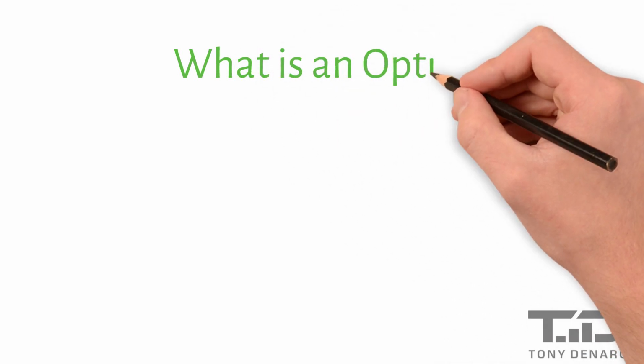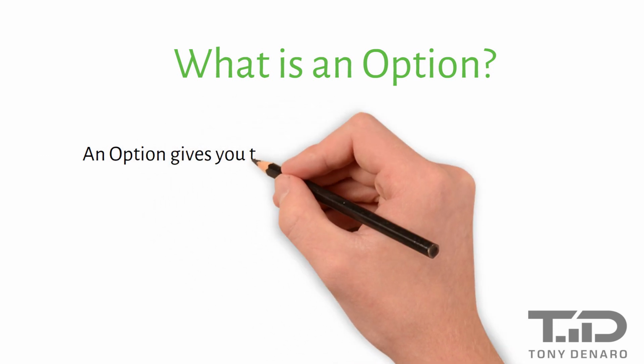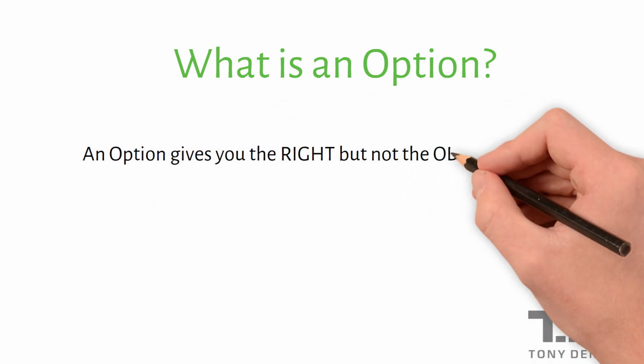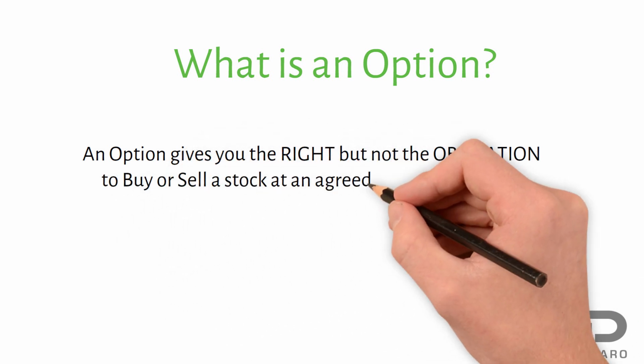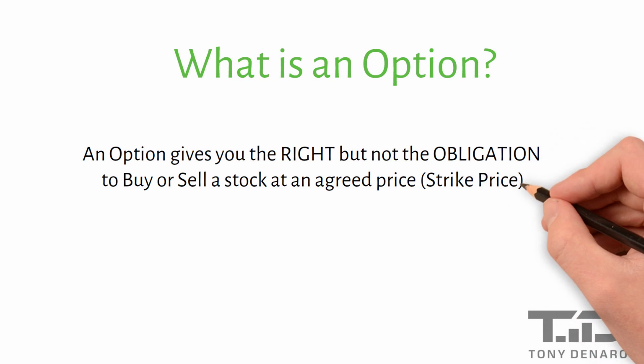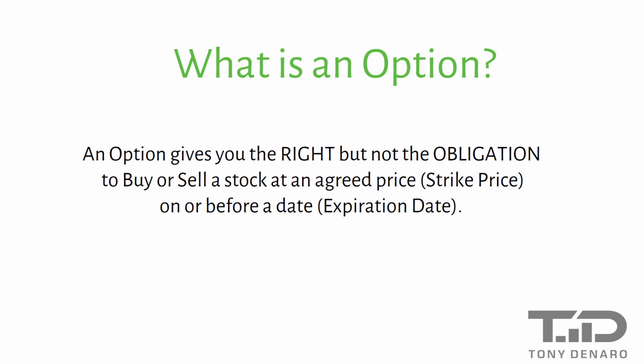First of all, what is an option? An option gives you the right, but not the obligation, to buy or sell a stock at an agreed upon price called the strike price on or before a date called the expiration date.